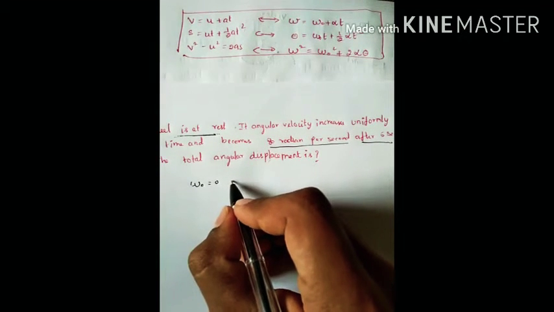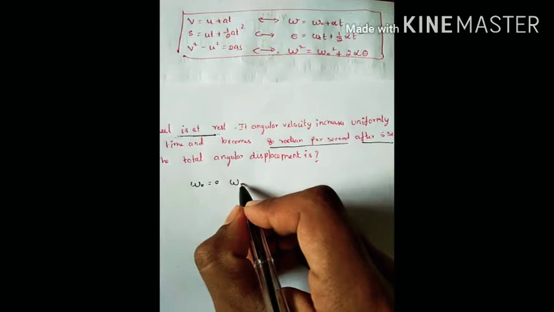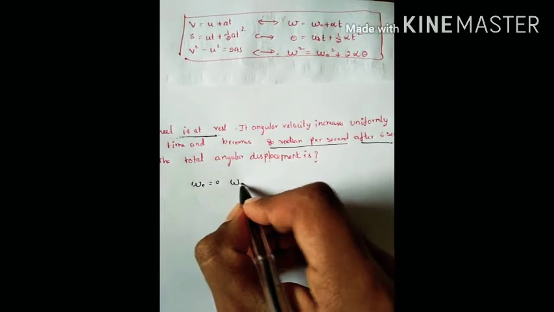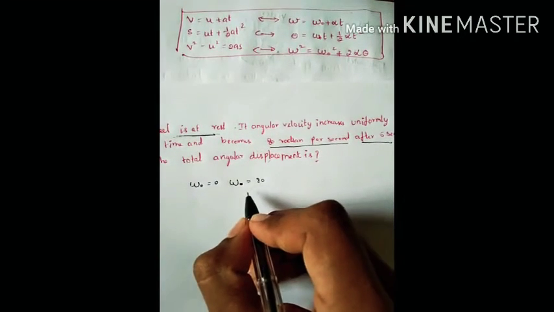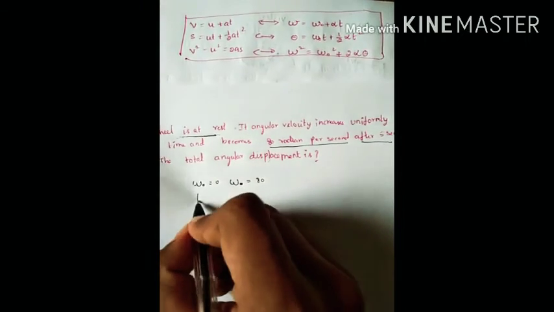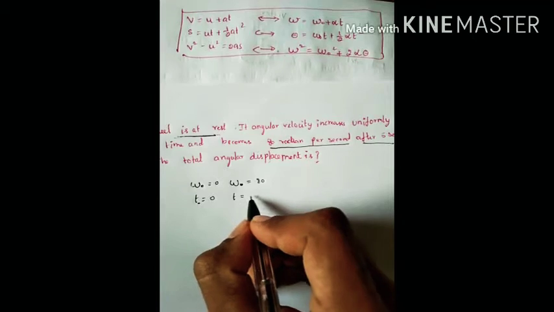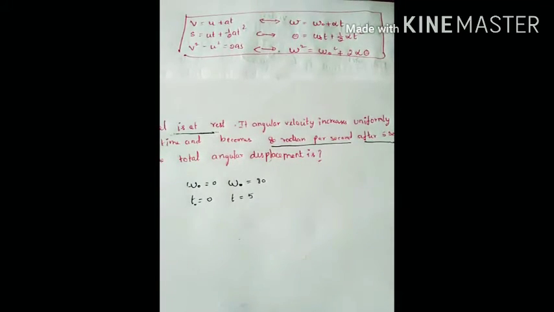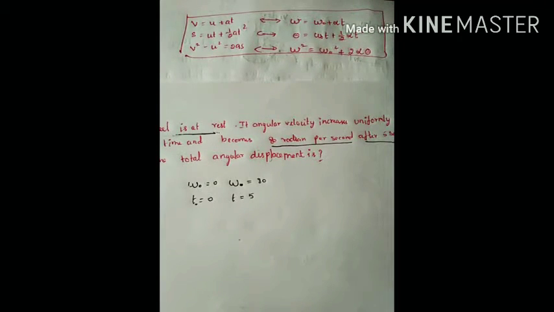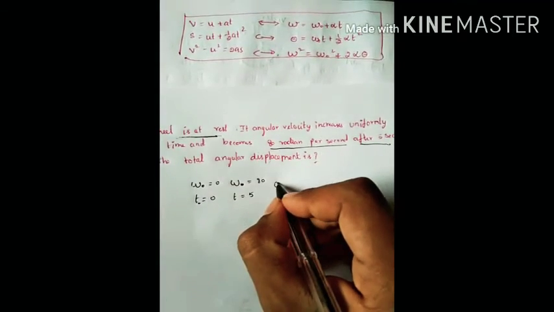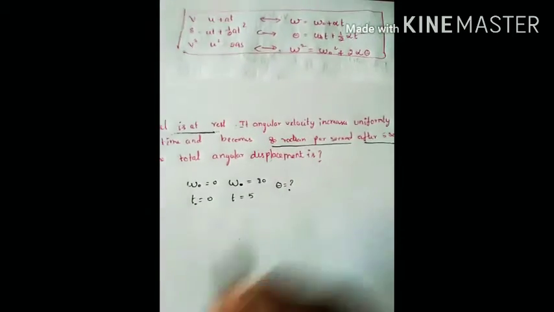The final angular velocity is 80. The initial time is 0 and the final time is 5 seconds. And what is the question asking? The total angular displacement is what? This is the question.